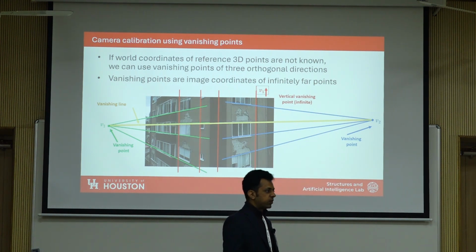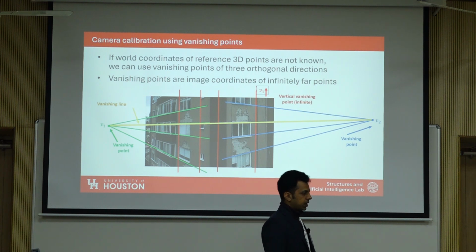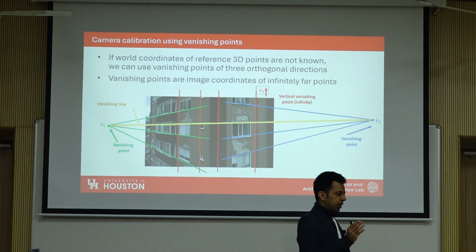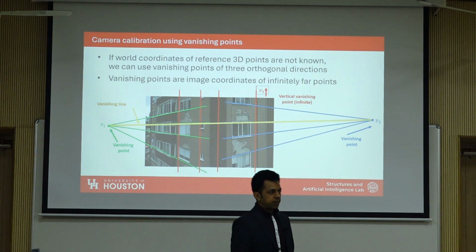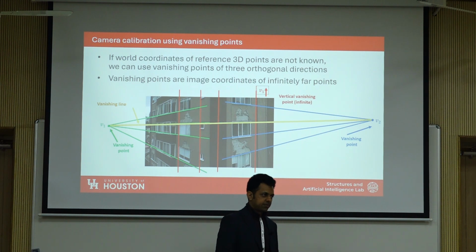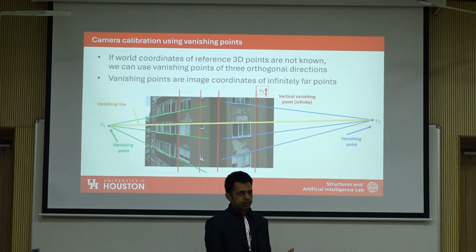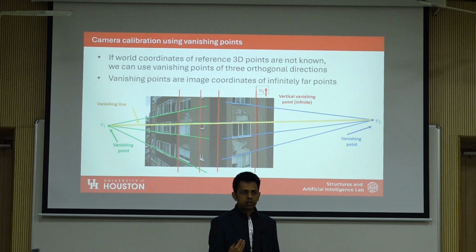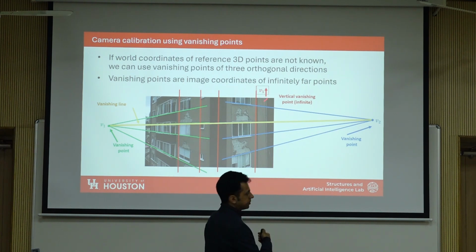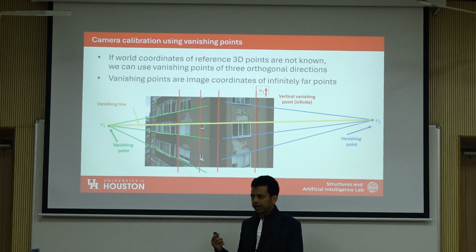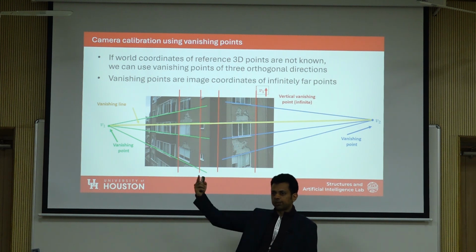The vanishing point is where parallel lines intersect. But if the parallel lines in the real world are also parallel in the image plane, then those lines will never intersect. So that would be V1, and that is called an infinite vanishing point. So that vanishing point occurs at infinity.